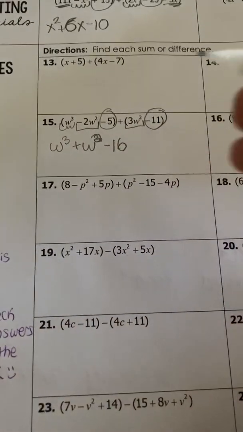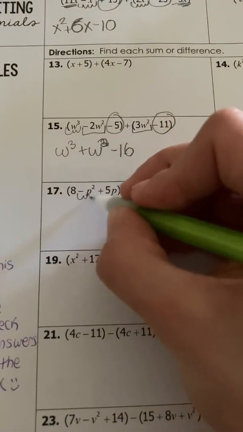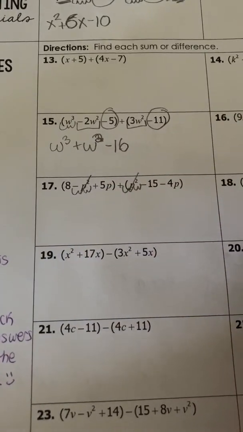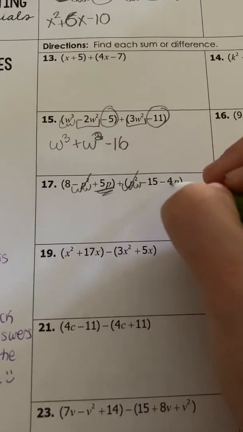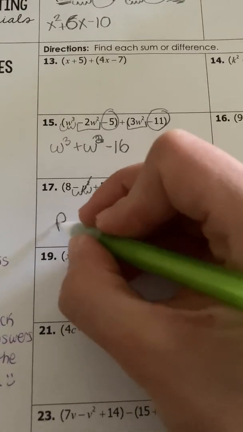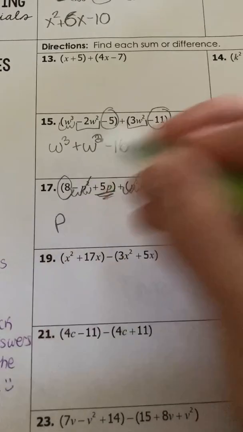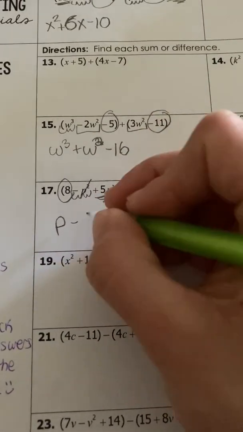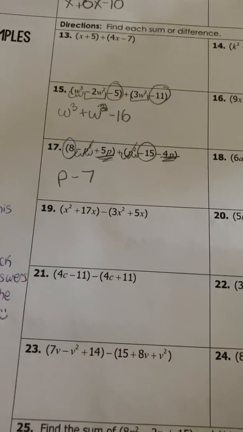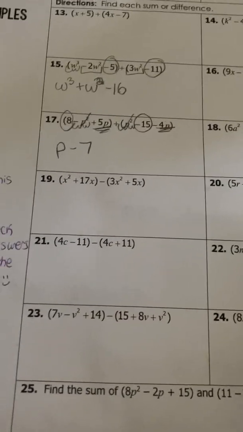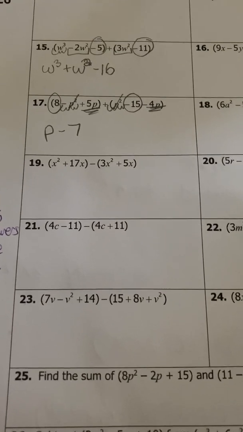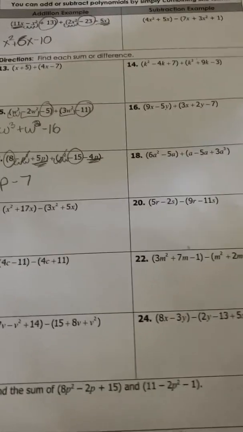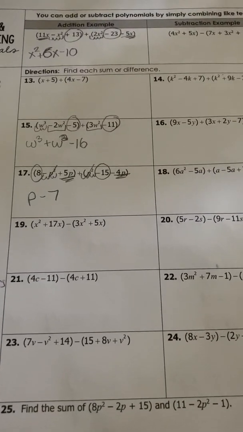Number 17, we have a negative p squared and a positive p squared. Those just cancel to 0. We have a 5p minus 4p is 1p, and 8 minus 15 is -7. These are really not too bad. Is there another one with plus? Yeah, I'll save the rest for you to do for practice.